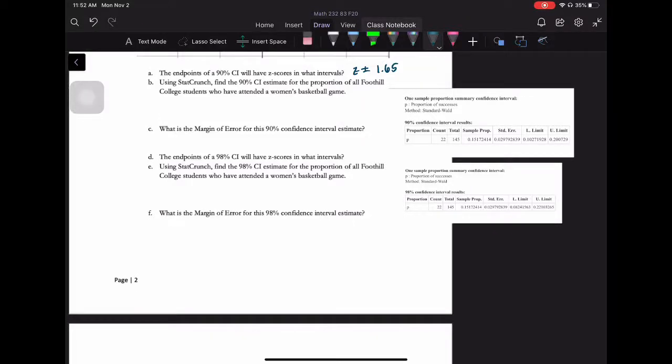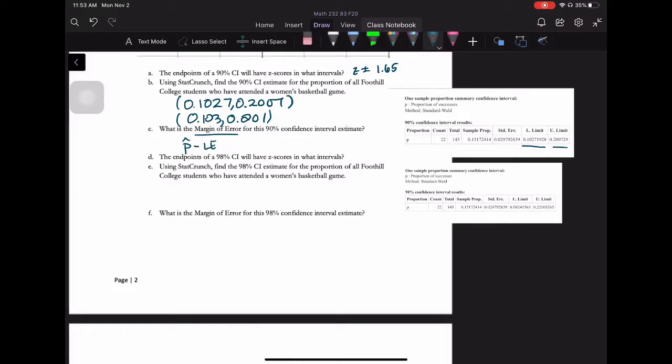Recapping what we got from StatCrunch, the 90% confidence interval had a lower limit of 0.1027, or 0.103, whichever one you want to use. I typically round to 3 decimals. And then the upper limit of 0.2007, or 0.201.